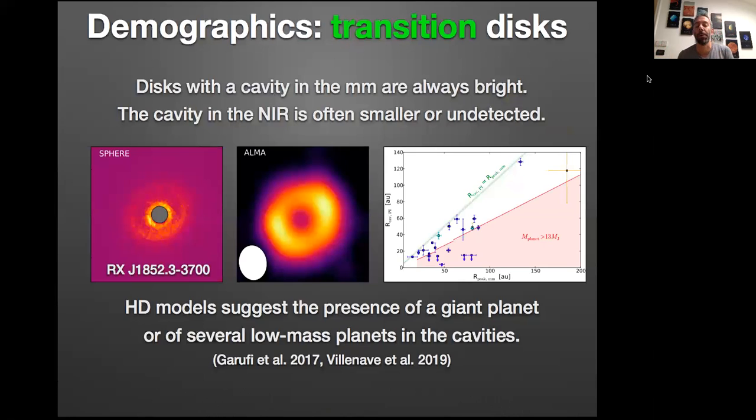The most obvious example is that of transition disks, where we have a cavity clearly imaged in the millimeter and in scattered light. One of the most interesting results of these years is probably that most of the time the near-infrared cavity size is smaller than the millimeter cavity size. As far as we understand now, this is a good probe of the presence of companions responsible for this cavity. In principle, from the discrepancy of these two cavity sizes, we may infer the properties of these companions within the cavity.